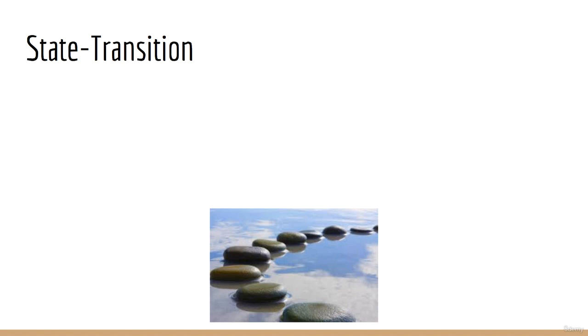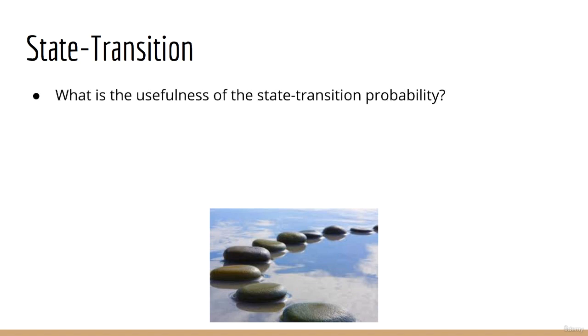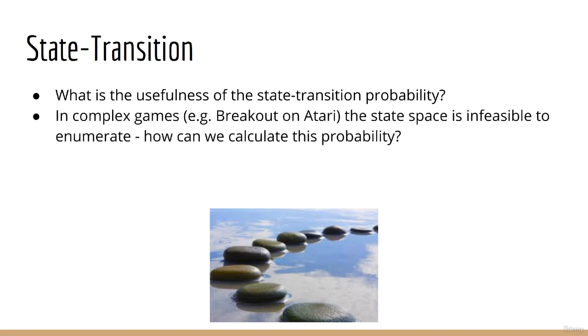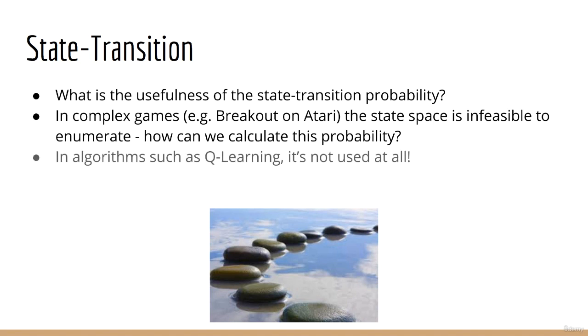An important point to consider is, what is the usefulness of the state transition probability? You can imagine that if we are playing some game like Breakout on Atari, it is very unlikely we will ever be able to calculate these probabilities, given that the state space would be infeasible to enumerate. And in fact, for Q-learning, the main algorithm we're going to discuss in this section, this probability is not used at all.